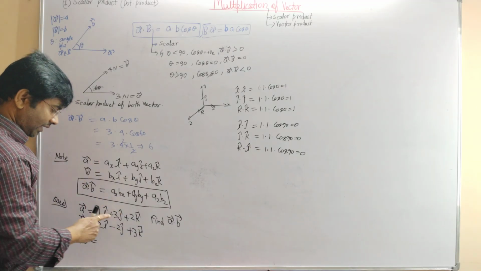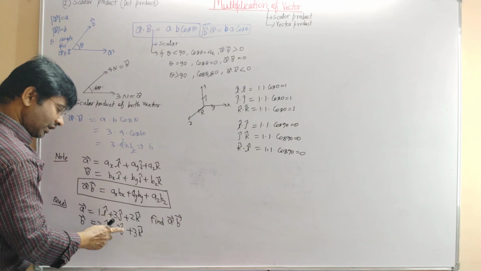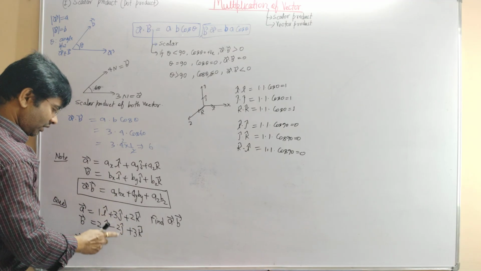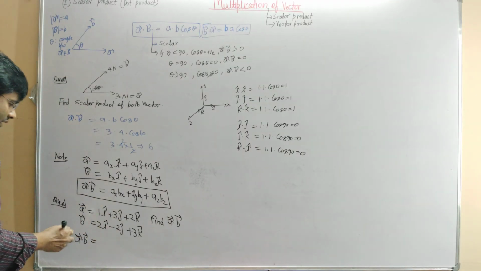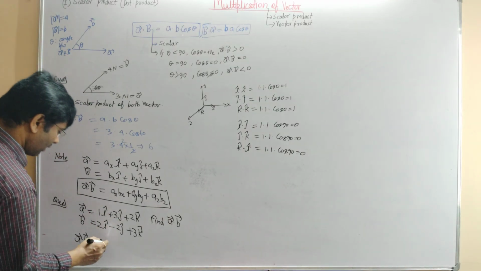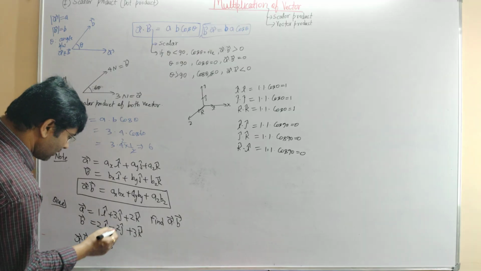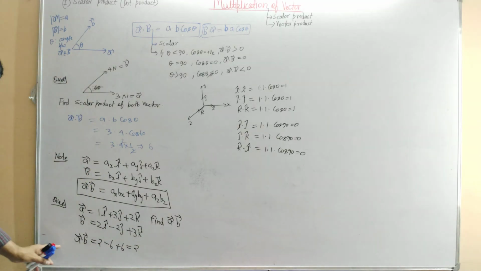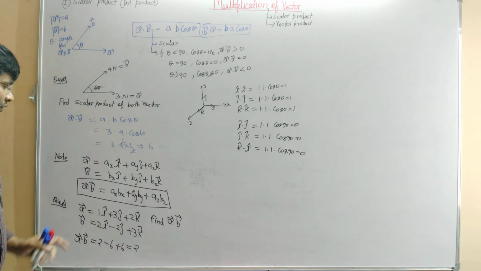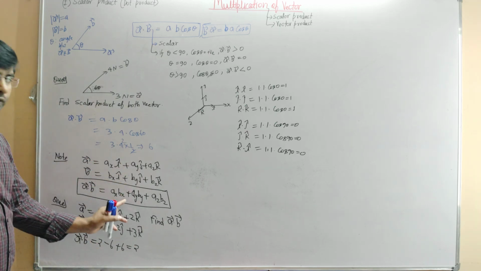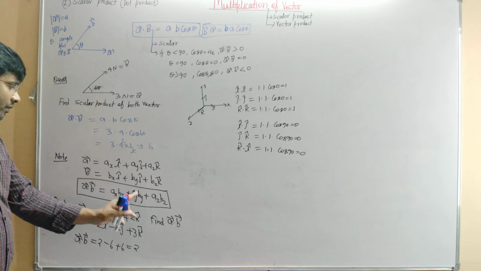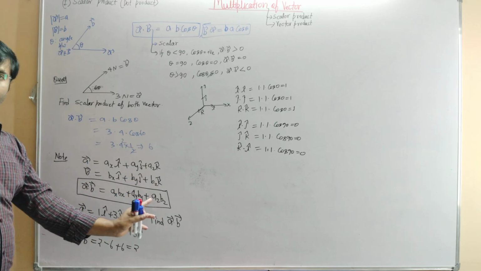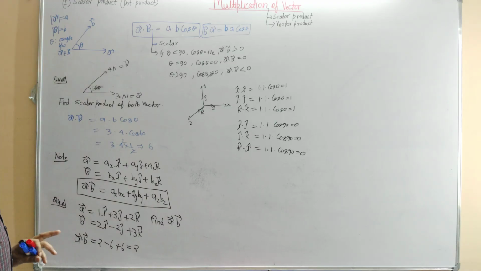So if I multiply each one, ii is 1 but ij is 0, ik is 0, ji is 0, jj is 1, jk is 0. So only the matching products survive. 2 into 1 is 2, and the next is minus 6, and then plus 6, so I will get 2. The dot product of the two vectors is 2. We only have to multiply the coefficients of i cap, j cap, k cap, and since this is a scalar, we get a value only, no vector.